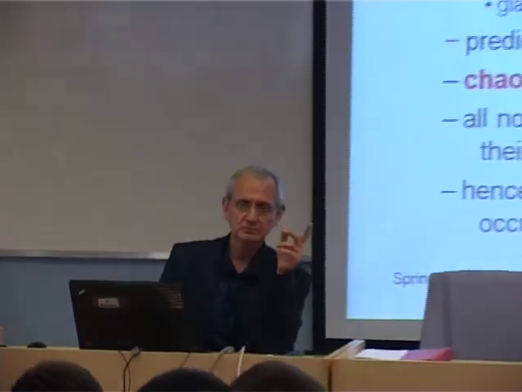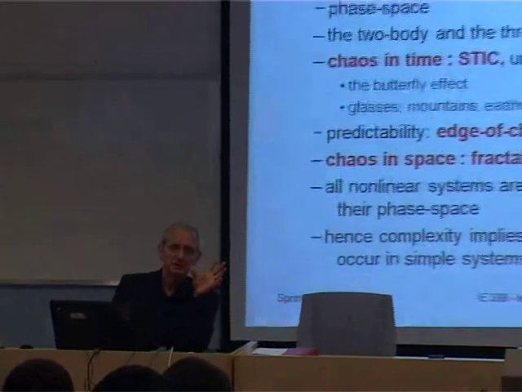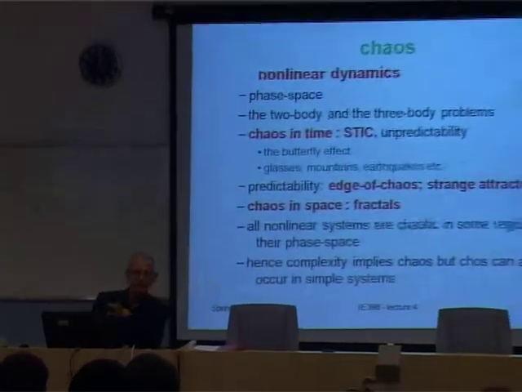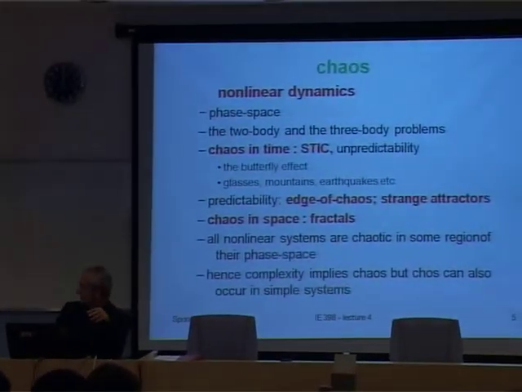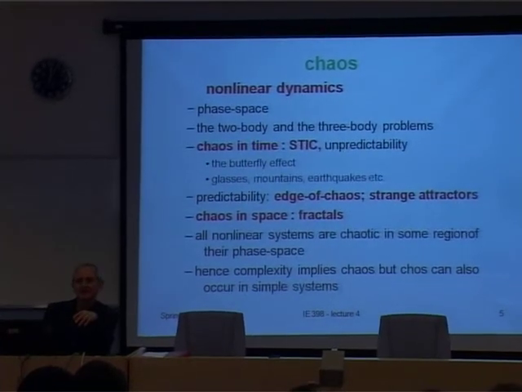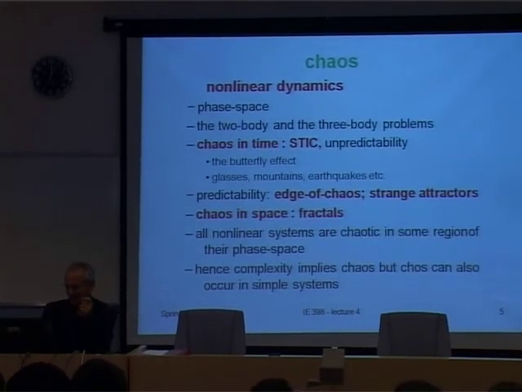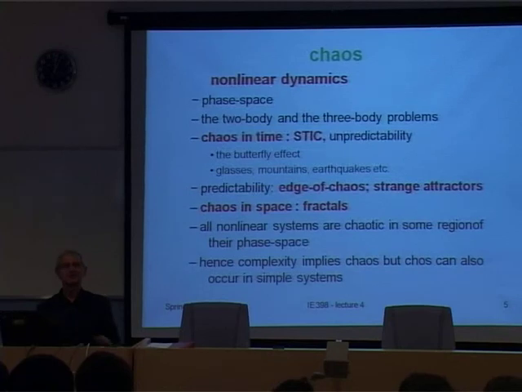The conclusion is that all nonlinear systems are chaotic in some region of their phase space. Hence, complexity implies chaos, but chaos can also occur in simple systems. Okay? We did not define complexity yet, but complexity implies chaos. So we have chaos. Let's stop here.